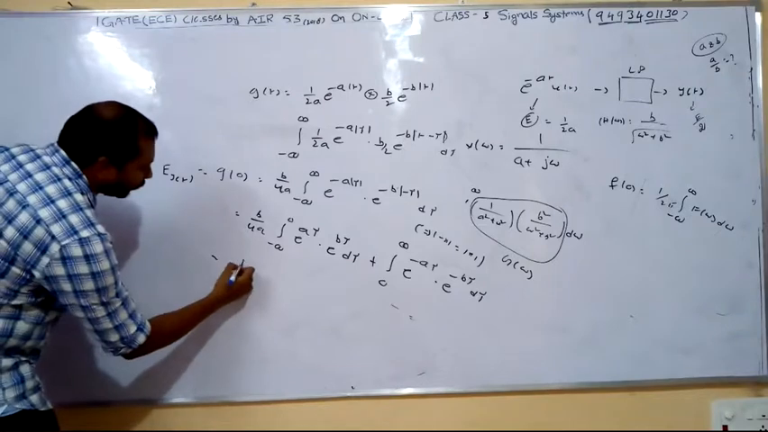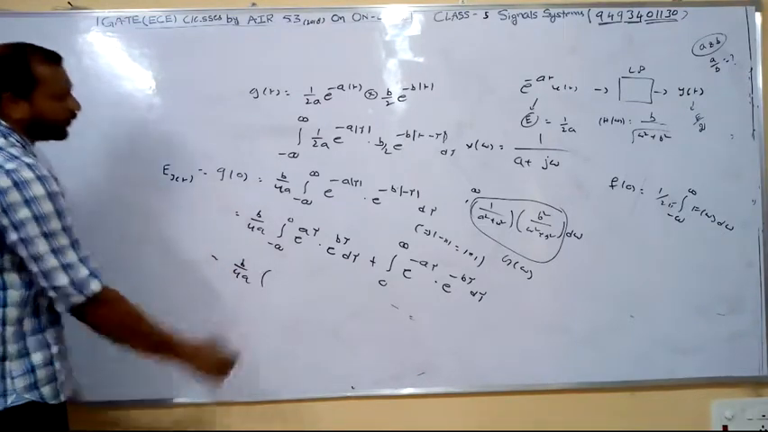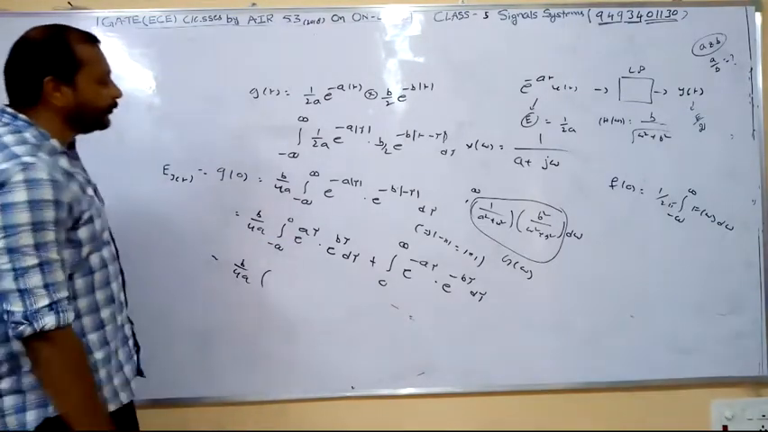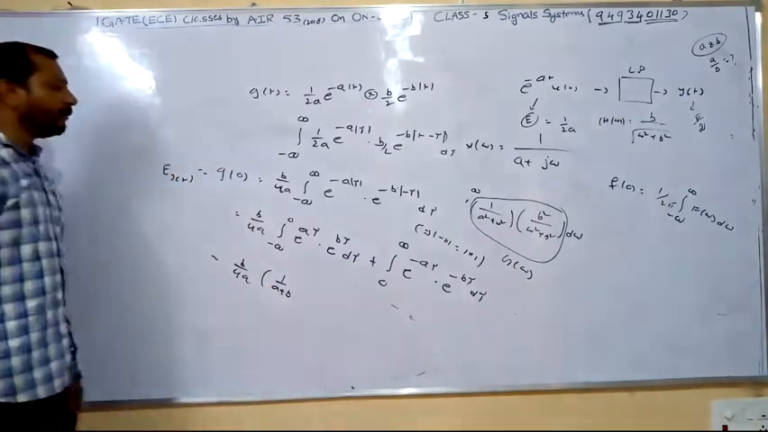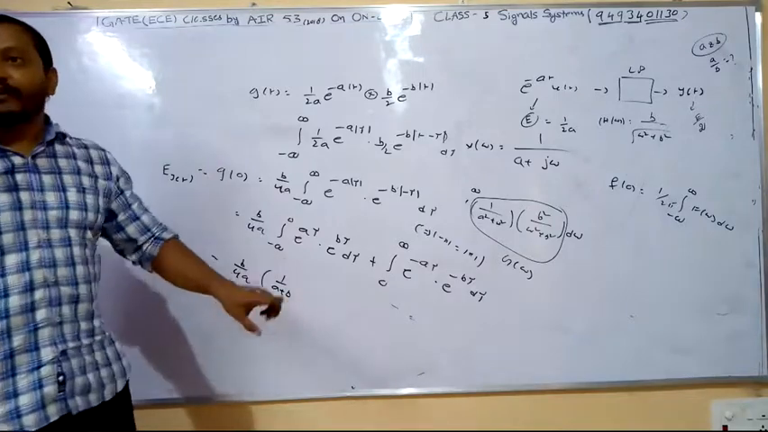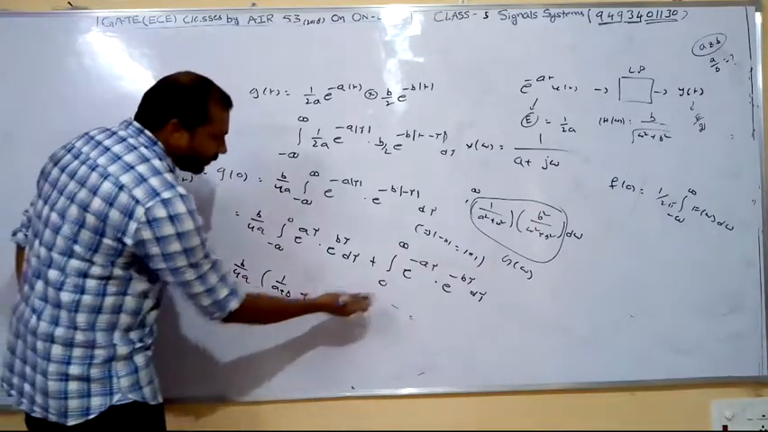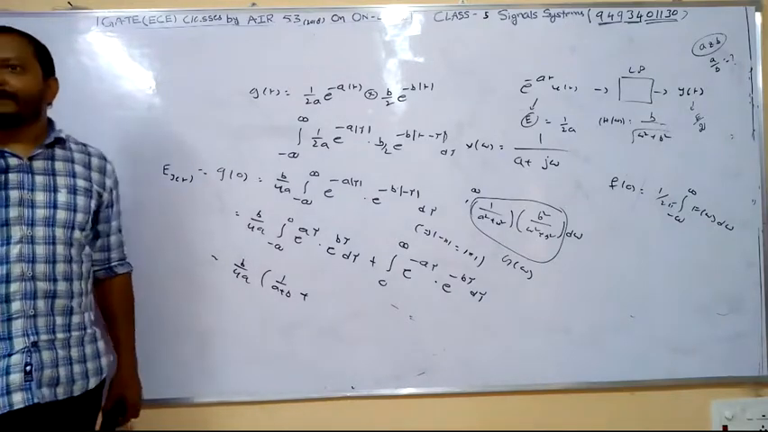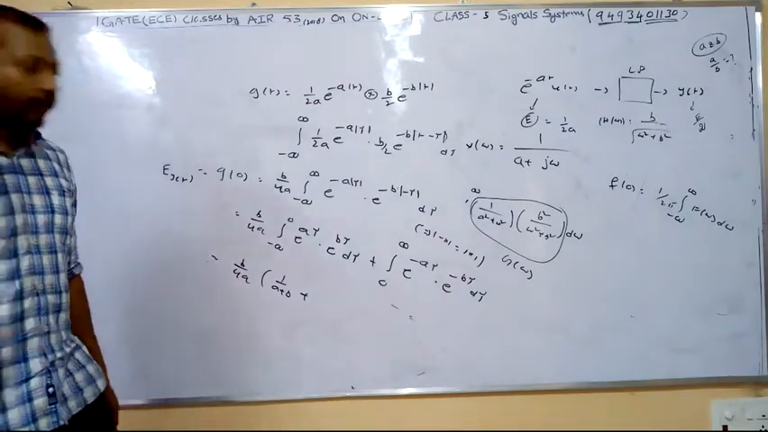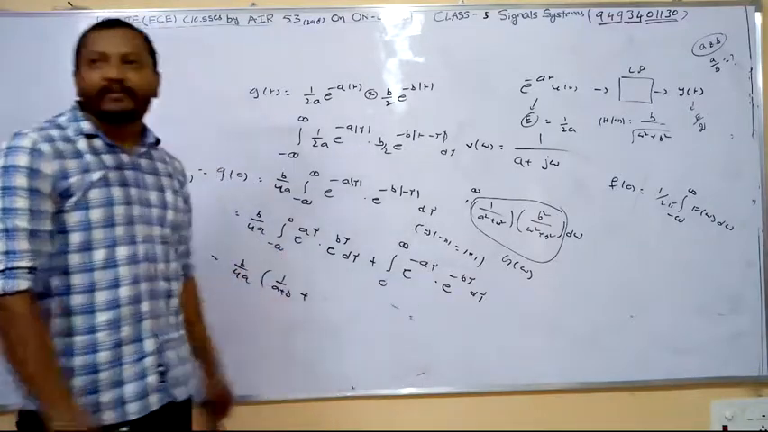So this value is equal to simply b by Fourier into e power a plus b into tau. Upon doing the integration, we have 1 by a plus b, e power 0 is equal, and e power minus infinity is 0. Plus e power minus of a plus b into tau. Upon doing the integration, minus 1 by a plus b into e power minus infinity is 0, minus e power 0 which is equal to 1.